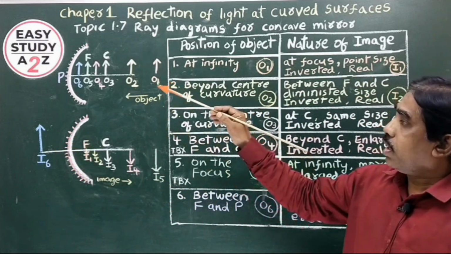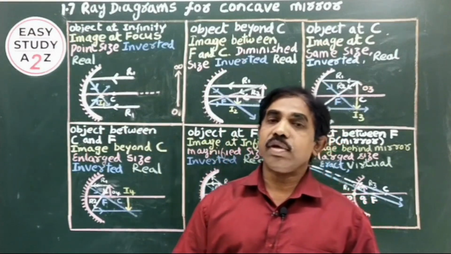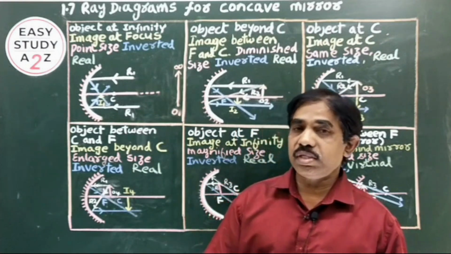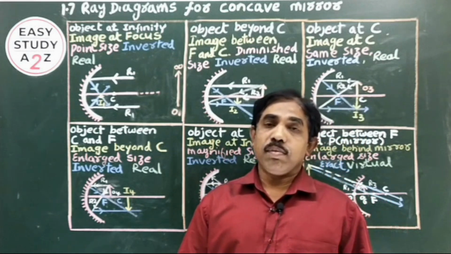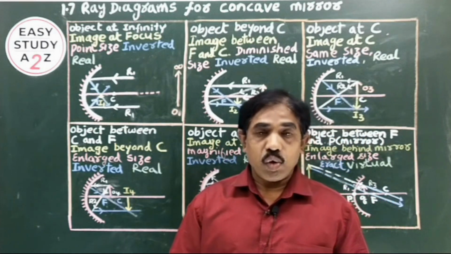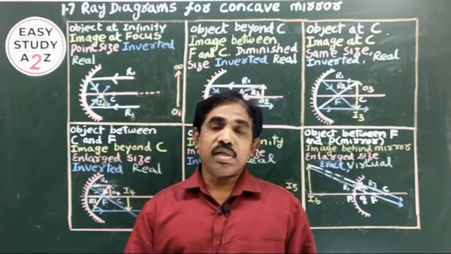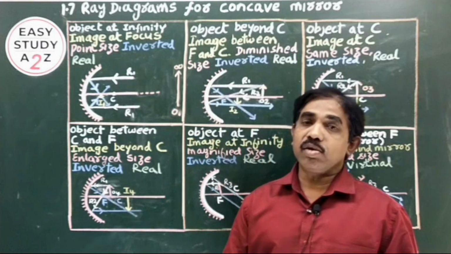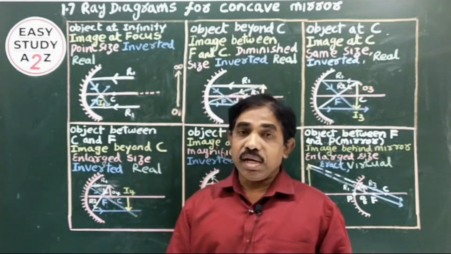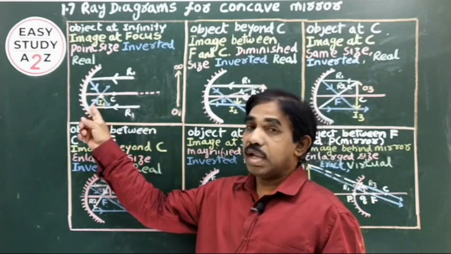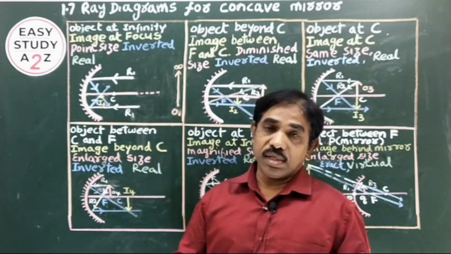So this is about the 6 ray diagrams for the concave mirror. These ray diagrams are drawn based on 3 rules. Rule 1 is related to ray 1. Ray 1 always starts parallel to the principal axis, travels parallel to the principal axis, and reaches the concave mirror, and the reflected ray passes through the focus.